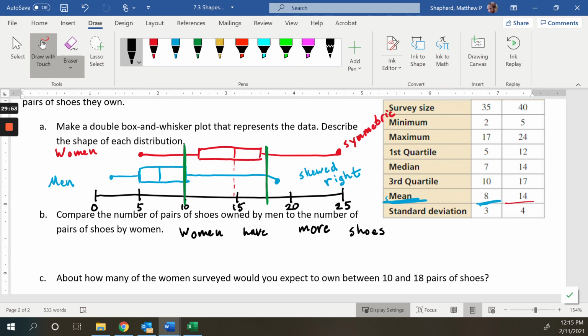All right, so this has been talking about distributions and shapes. I hope this helps you in your own analyses. Good luck.